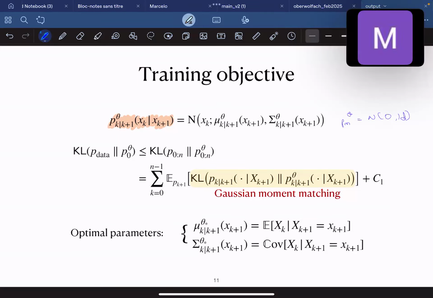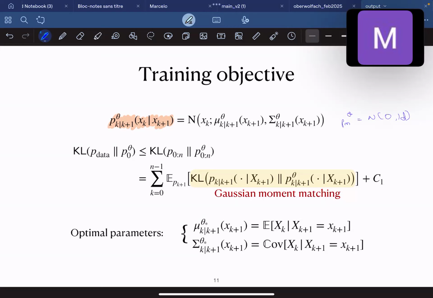So if I take this Gaussian parameterization of my approximation of this conditional, I know that I have a closed form solution for the mean and the covariance matrix. The optimal parameter corresponds to the expectation of xk given xk plus 1, and the covariance is, of course, the conditional covariance matrix.